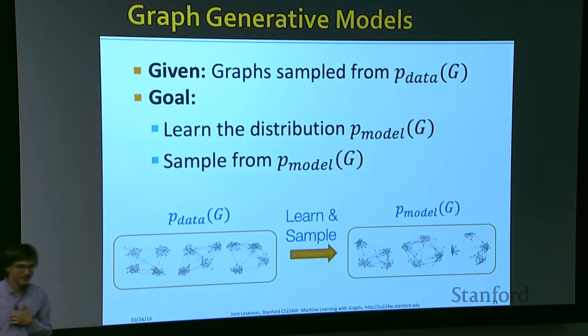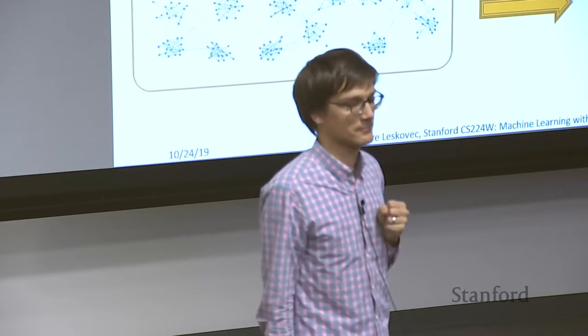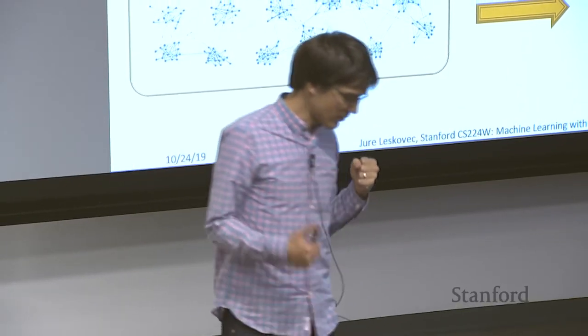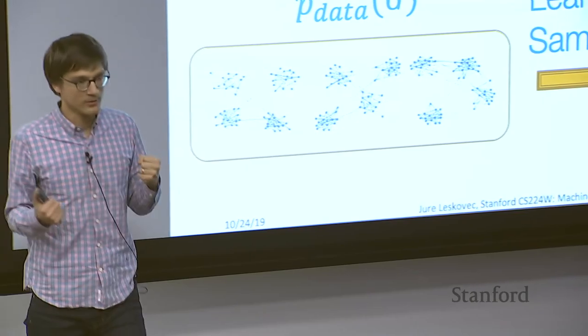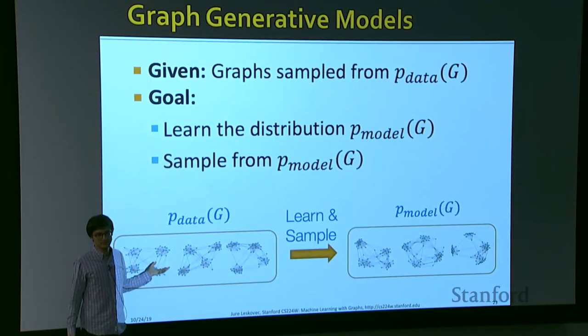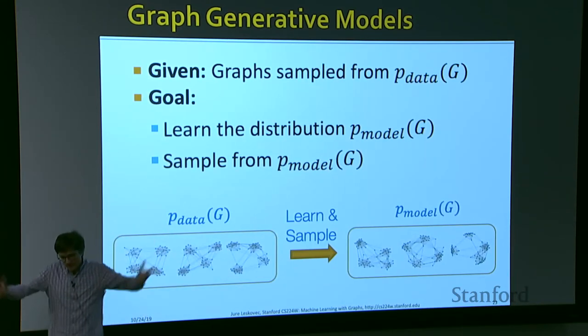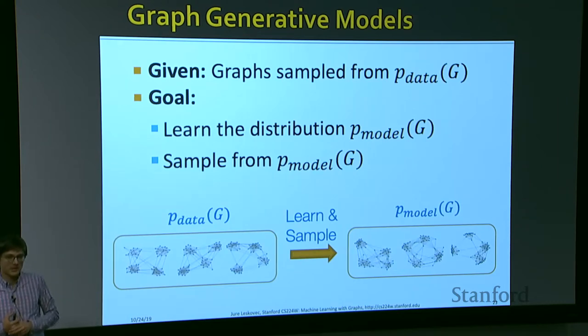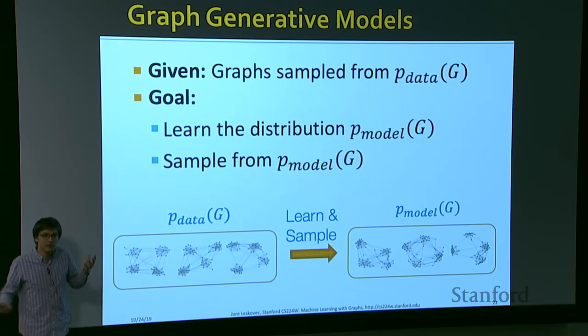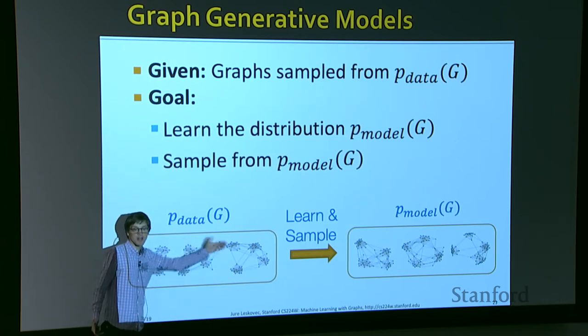Yes, go ahead. Does this data require many different variants of the same type of graph? No, right? The point is, whatever this is, it is. So this could be molecules. It could be molecules plus social networks. Whatever the data generation process is, I kind of don't care. It's given to me, right? And I know this is what we'd like to capture.